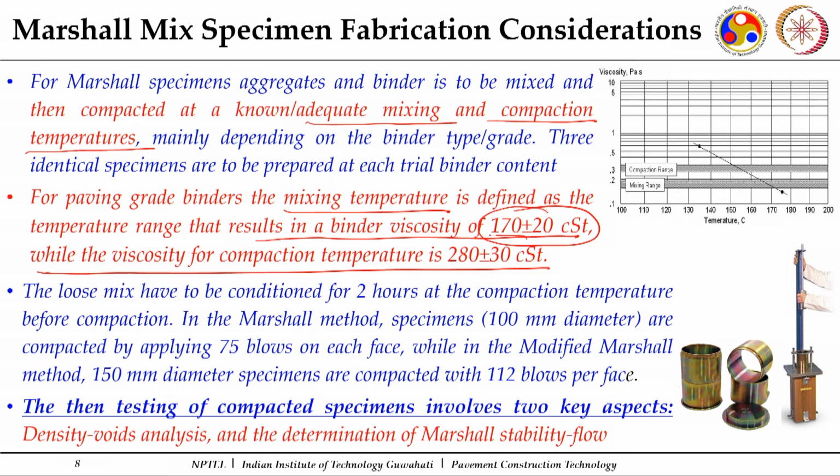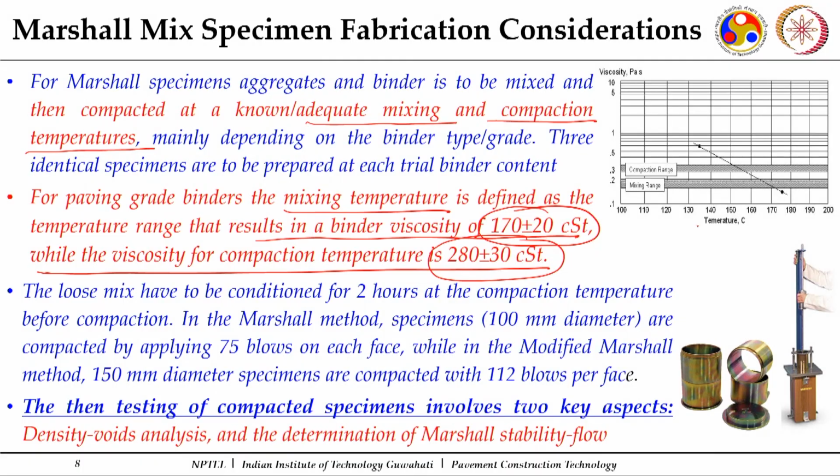So, the compaction temperature should be the one which has a binder viscosity in the range of 280 plus minus 30 centistokes. For this, we need information on the variation in the viscosity of a paving grade binder with temperature. Here you can see a log plot of temperature and viscosity. We need to plot the relationship between viscosity and temperature, and from that work out the temperatures where the binder has a viscosity in this particular range.